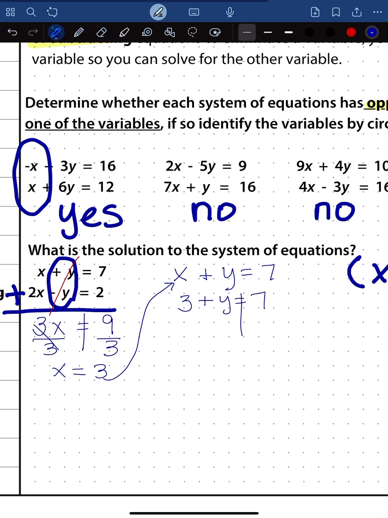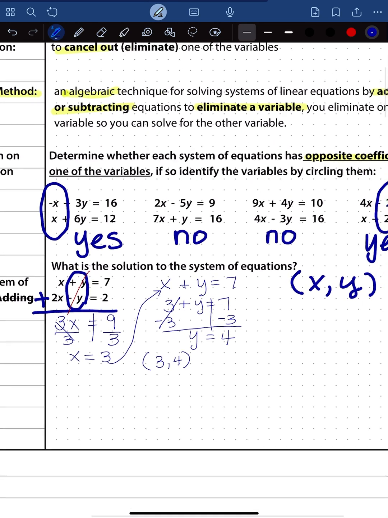My new equation only has the variable y, so to solve for it, I have to subtract the constant 3 from both sides. 7 minus 3 is 4. So the solution to this system of equations is 3, 4. The x coordinate is equal to 3 and the y coordinate is equal to 4.